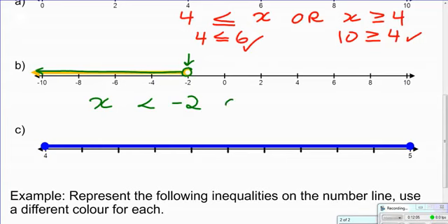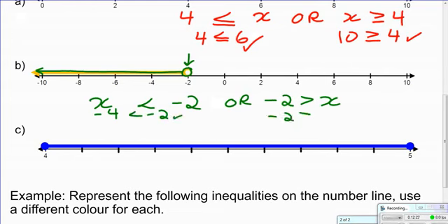So just to pick an example, let's say -4 must be less than -2, and that's true. And then let's pick another one. So -2 must be greater than -8, and that's also true. Okay, so that means we've rewritten them the right way.